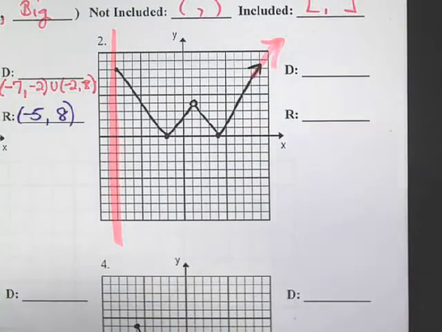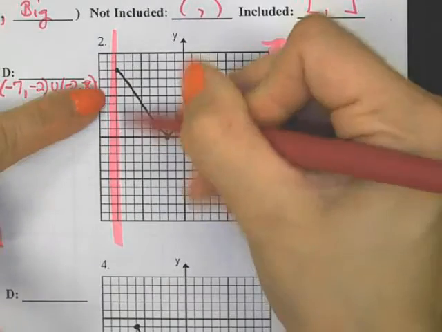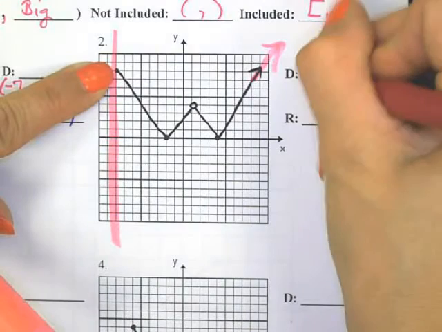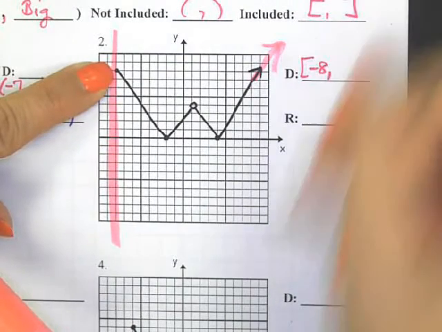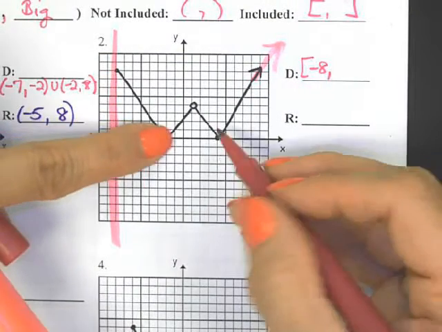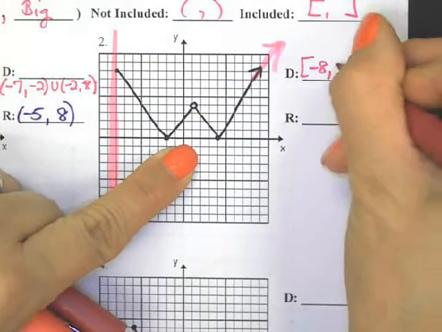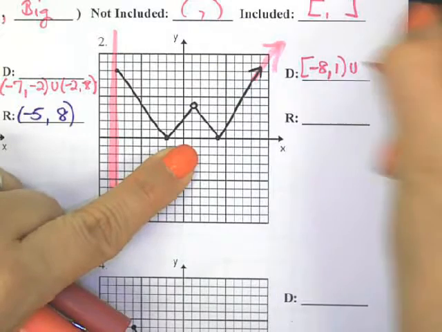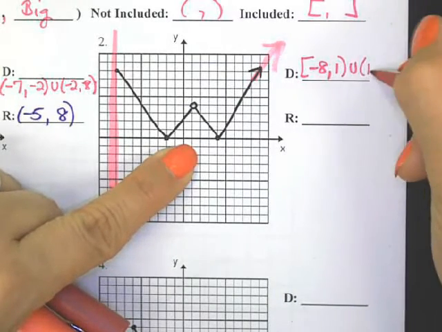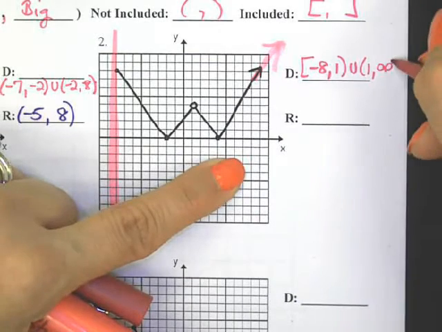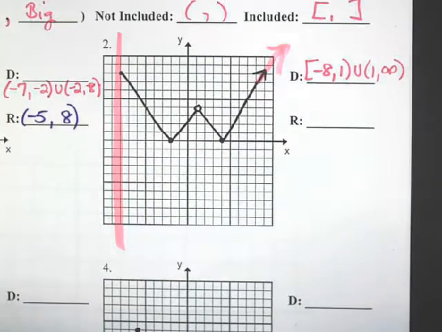So what's the domain for this graph? It goes all the way up to -8, but that's a closed point, so brackets from -8 all the way up to, oh, let's stop and take that bubble out, up to 1. We'll use a parentheses, and then we'll union continue on 1 all the way to infinity, always gets a parentheses. Okay, now we can do the same thing on the y-axis.